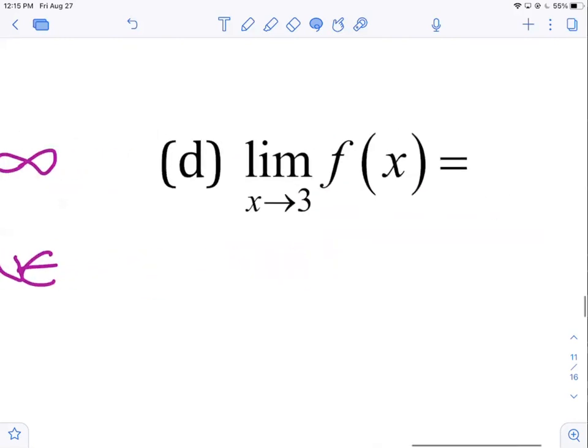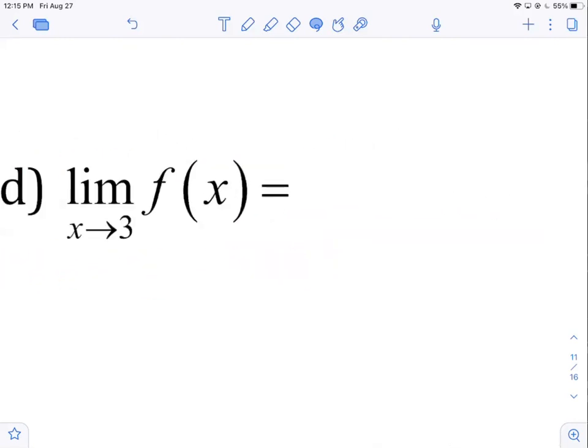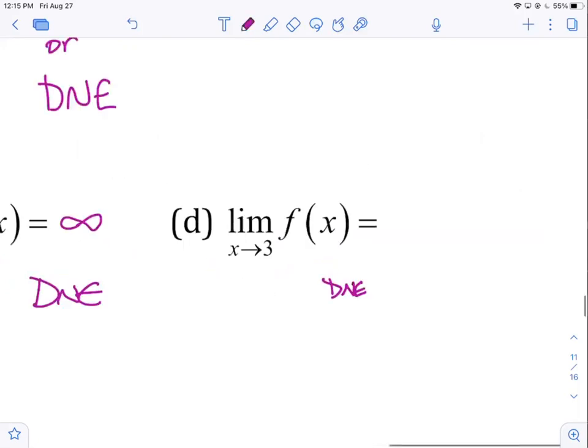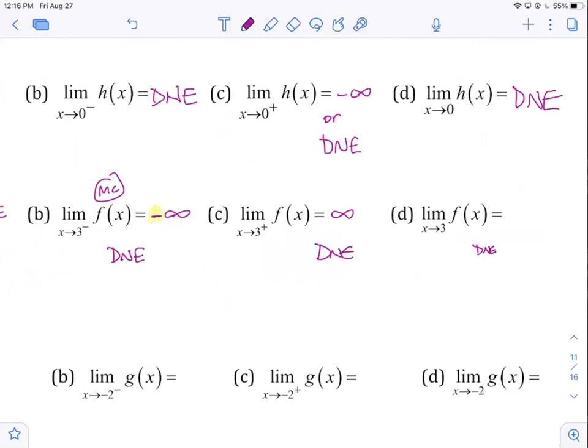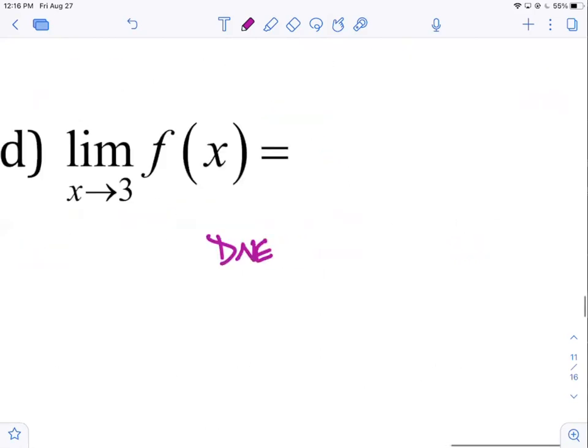Okay. Now, what would be the general limit at 3? Does not exist again is a safe answer. But with infinities, again, we kind of want to give as much information as possible. It's negative on the left, it's positive on the right. Those are 2 different types of infinity, right? Do you think it's okay to say plus or minus infinity for the general limit?